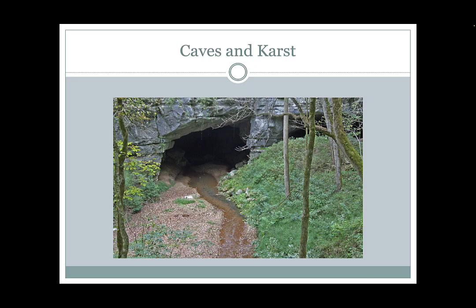And this would be an example of a disappearing stream. Sometimes streams just flow into the ground and then become part of the water system, the underground drainage associated with these caves and caverns. So this would be a disappearing stream.